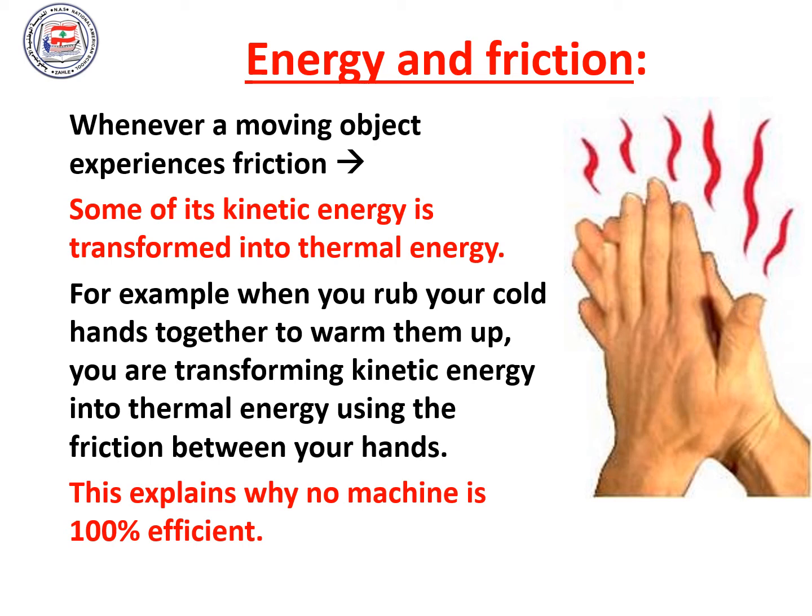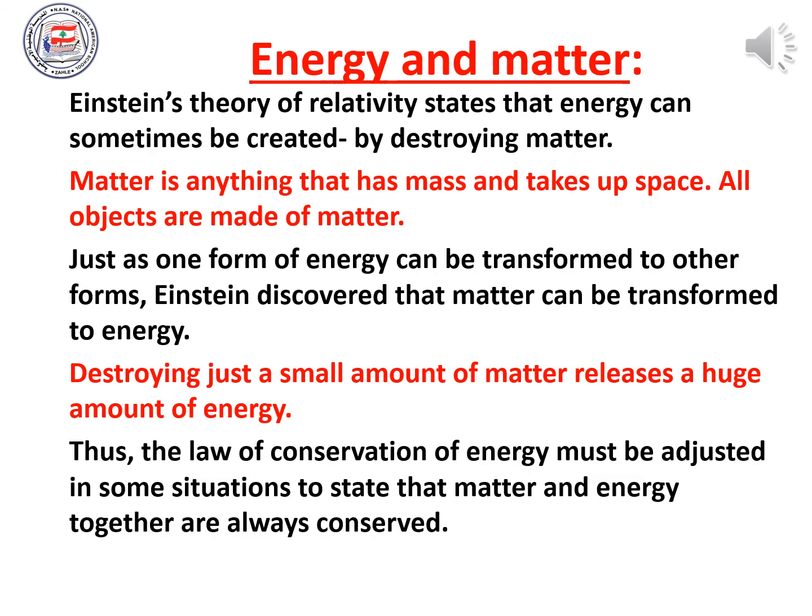For example, and it is a simple example, when you rub your cold hands together to warm them up, you are transforming the kinetic energy, because the hands are moving, into thermal energy using the friction between the hands, because the surfaces of your hands are rubbing against each other. So we have friction, and since they are moving, we have kinetic energy. Because of friction, this kinetic energy is transformed into thermal energy. This explains why no machine is 100% efficient, because we always have a transformation between kinetic energy and thermal energy because of friction.